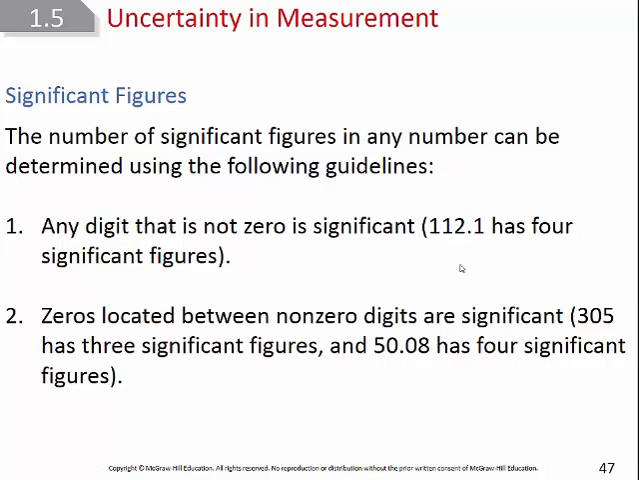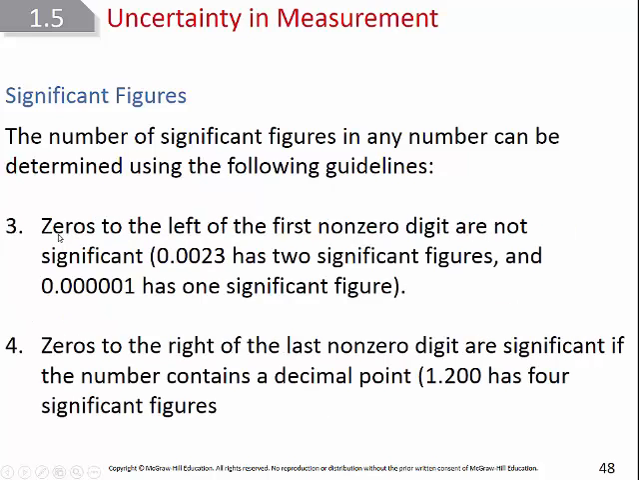Rest of the rules deal with what if it is a 0. When are zeros significant and when are they not? Sometimes zeros are significant, sometimes they aren't. So pay attention to the rules to determine. The first rule says that zeros located between non-zero digits, so in the middle somewhere, sandwiched between non-zeros, are significant. So 305, this 0 is sandwiched between non-zero digits, so it counts as a significant digit. So I would have 1, 2, 3 significant figures. 50.08, these two zeros are sandwiched between, they are significant. 1, 2, 3, 4 significant figures.